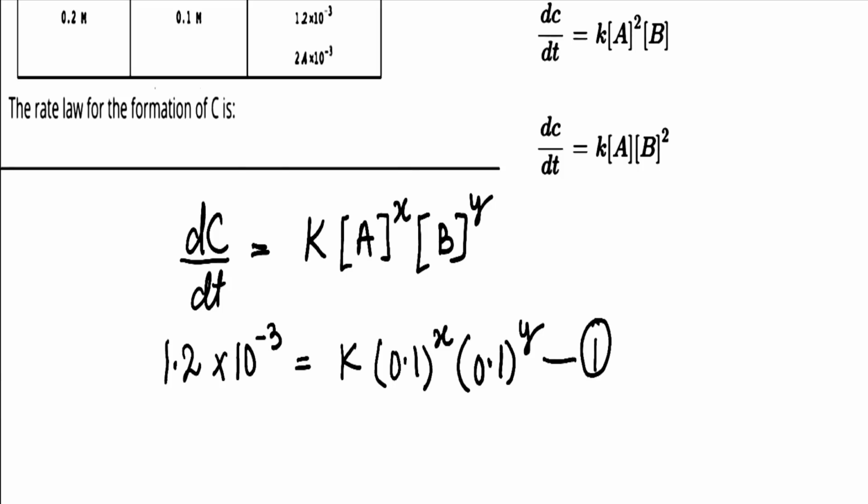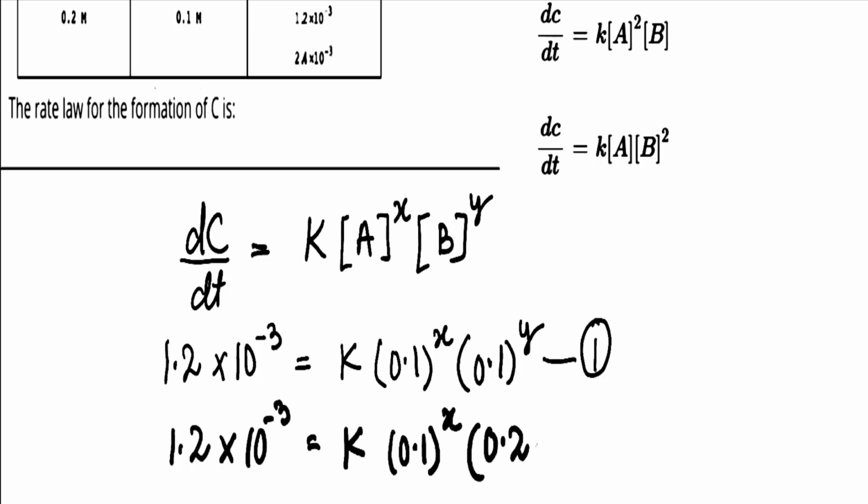Now let us take the data in the second experiment. In case of the second experiment, dC by dt is 1.2 into 10 raised to power minus 3 equal to K into concentration of A, which is 0.1 raised to power X, into concentration of B, which is 0.2 raised to power Y. And let us put this equation as equation second.